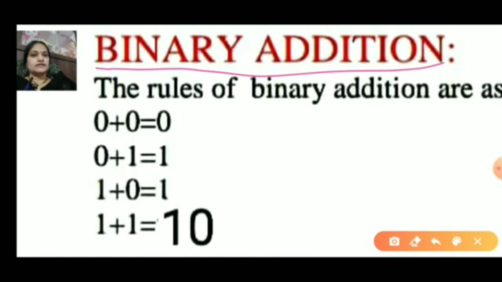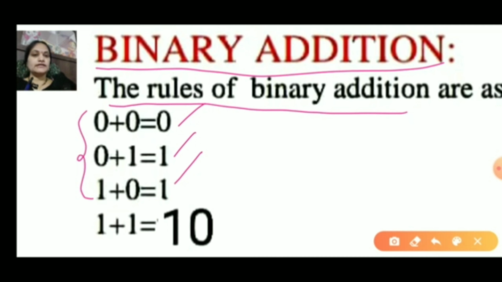In this addition, there are some rules included in it. What are these? Number 1, 0 plus 0 is equals to 0. 0 plus 1 is equals to 1. 1 plus 0 is equals to 1. So, there is no complication in these three to remember. But in case of 1 1, we will get 1 0 instead of getting 2.